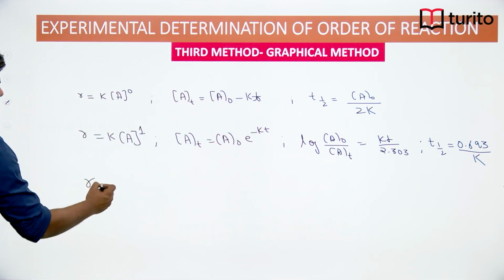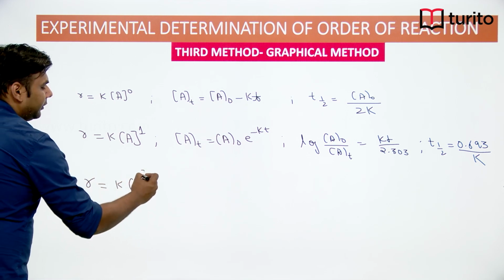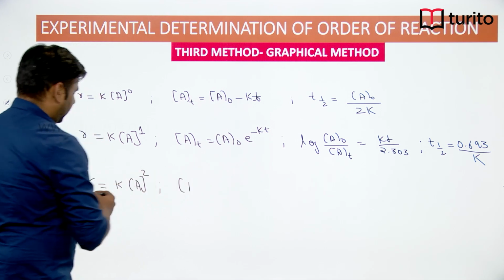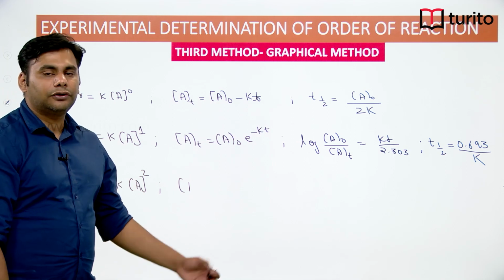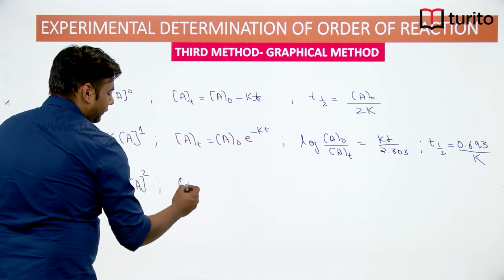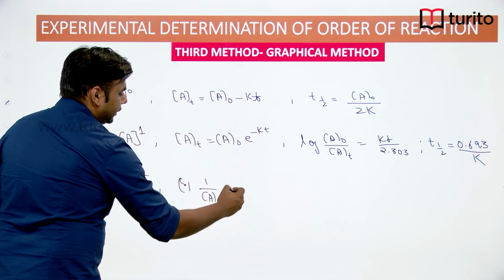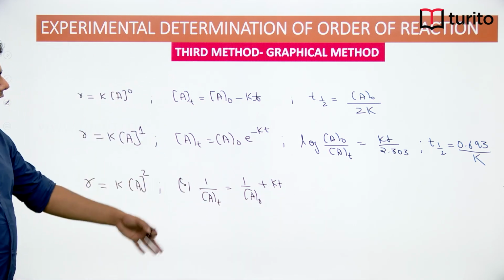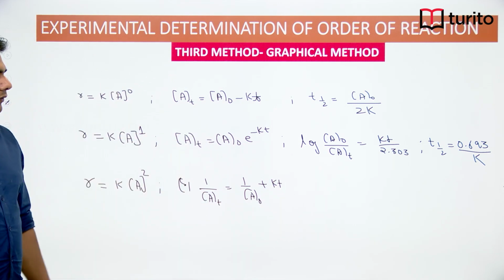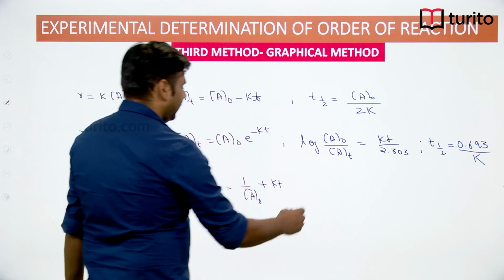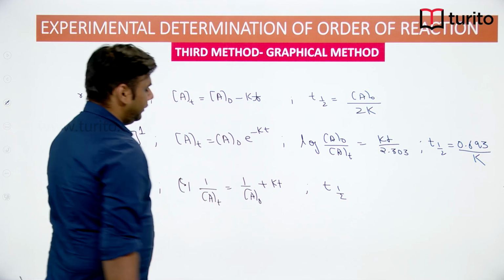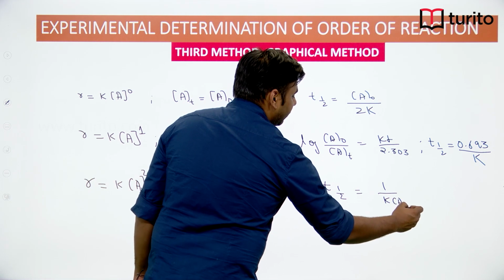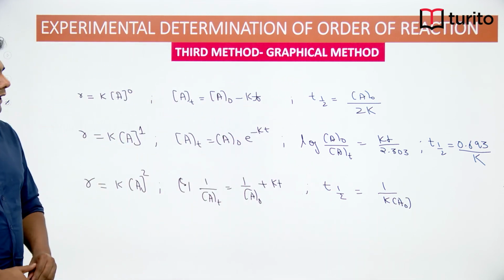Now for a second order reaction, it will be A raised to power 2. So if you plot rate versus concentration, it will be a parabolic graph, and the rate expression of this was 1 by A t is equal to 1 by A naught plus Kt. So if you plot 1 by A t versus t, it will be a straight line with an intercept of 1 by A naught and a slope of K. Similarly, we can find out the t half. Okay, so t half would be 1 by K into A naught. So it will be inversely proportional to the concentration. So it will be a rectangular hyperbola.